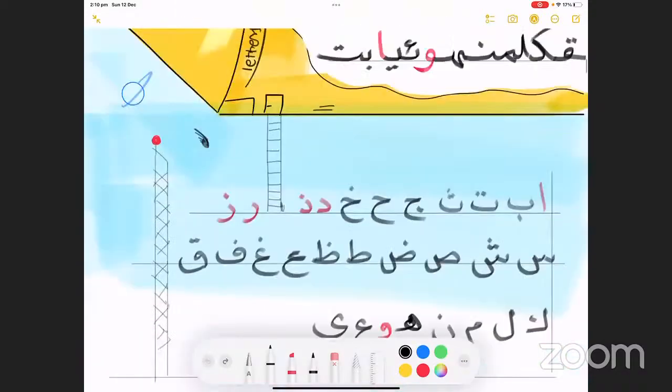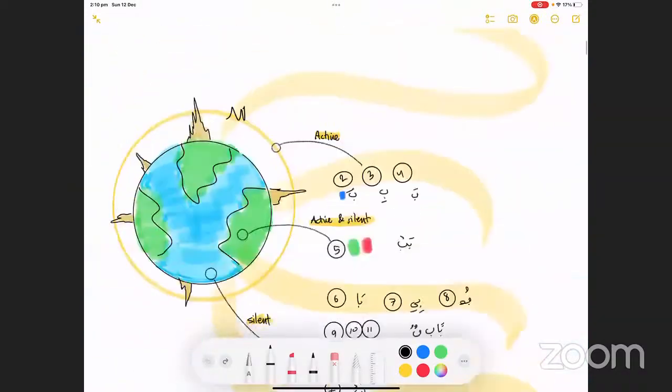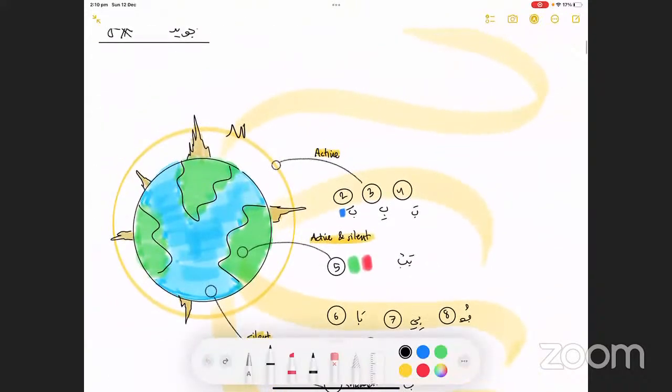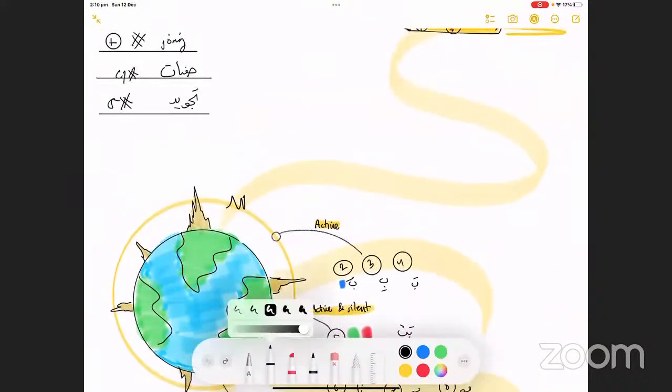So the same letter, let's go back to the spaceship. When you're in the spaceship, the same letter, for example ba, with a fatha is ba. Ba with the kasra is bi, ba with the dhamma is bu. They are all activated. We call them active letters, haraka. We call them what letters?